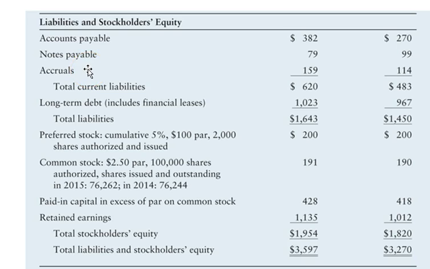So again, this is a liability that you owe, like salaries can accrue. It just means that there's something that you owe that's accumulated but you haven't paid yet, like taxes. You're accruing your taxes but you haven't paid it yet. So that's considered a liability. So our total current liabilities is $620. Long-term debt is like bonds, 30-year debt. So total liability is $1.6 thousand, or in the millions actually.